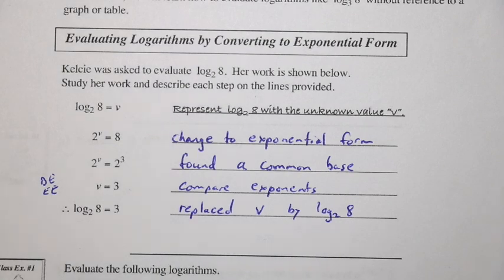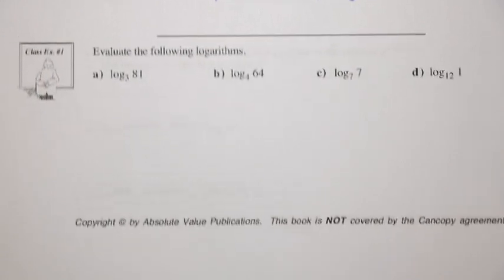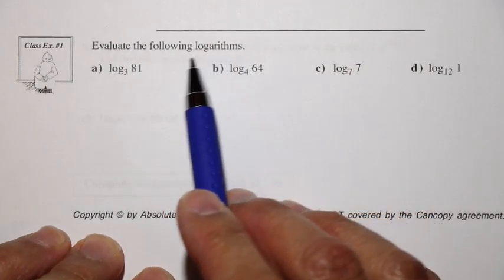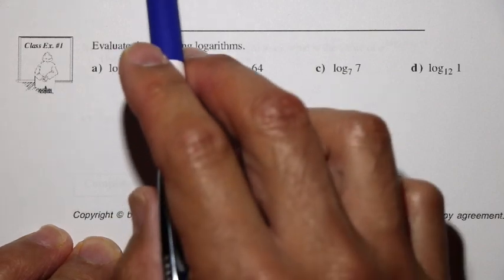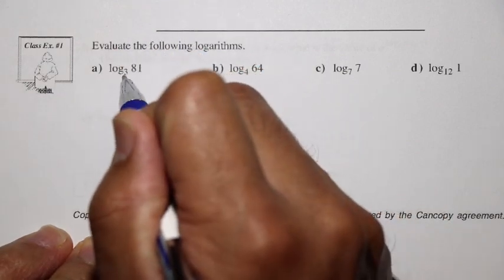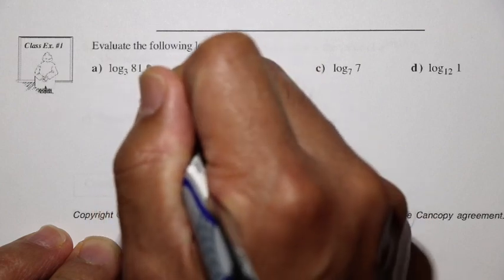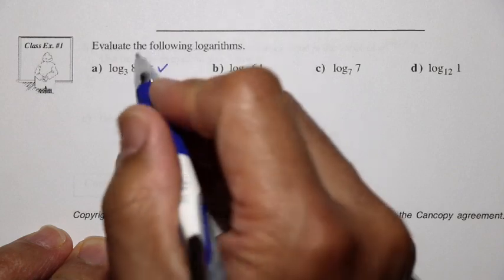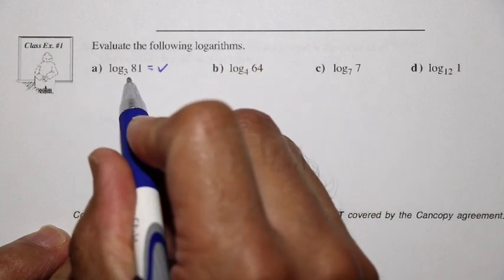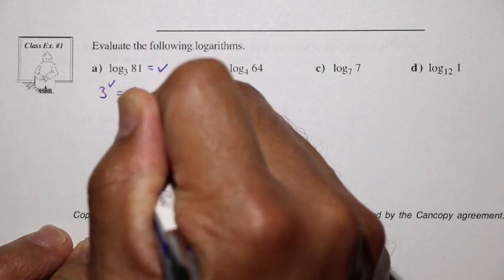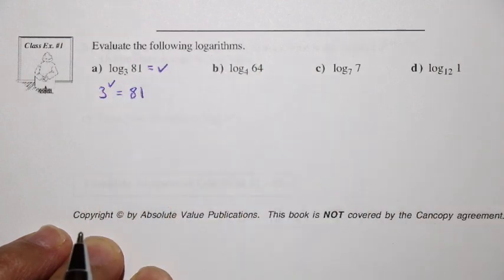Okay, let's take a look at class example 1 and try to evaluate the following logarithms. We're going to use the same type of steps that Kelsey used and say, okay, if this is log base 3 of 81, let's say that it's equal to some unknown value v. And now we can use the exponential form. We can say 3 to the v is equal to the value of 81.